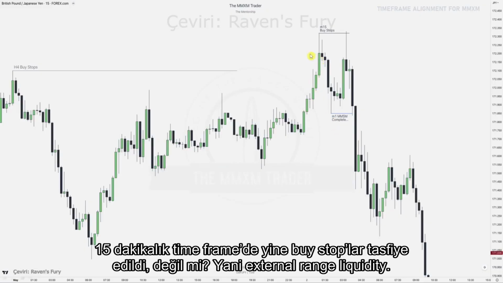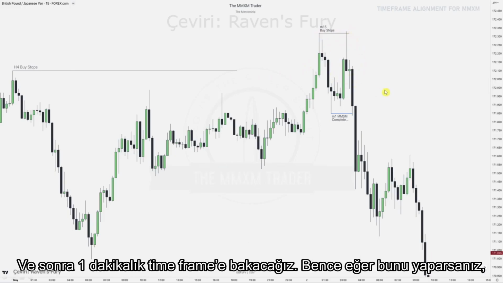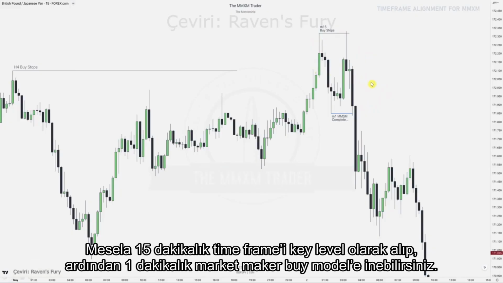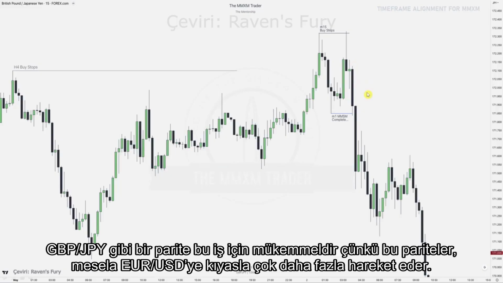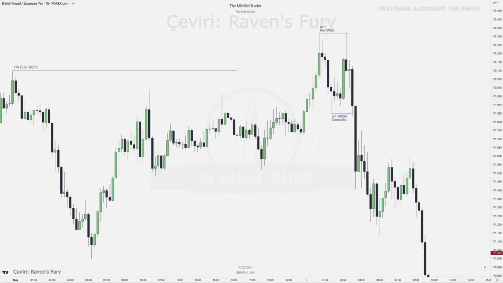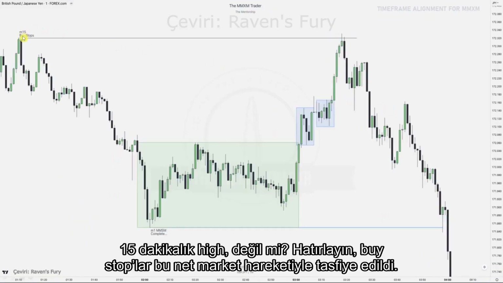So 15-minute time frame, again, buy stops have been raided, right? So external range liquidity, and then we're going to look into a 1-minute time frame. And personally, I think if you do a 15-minute time frame as your key level and then a 1-minute market maker buy or sell model, a pair like GBP/JPY is perfect, because these pairs move a lot compared to, for instance, EUR/USD. Right, so this 15-minute high, right?